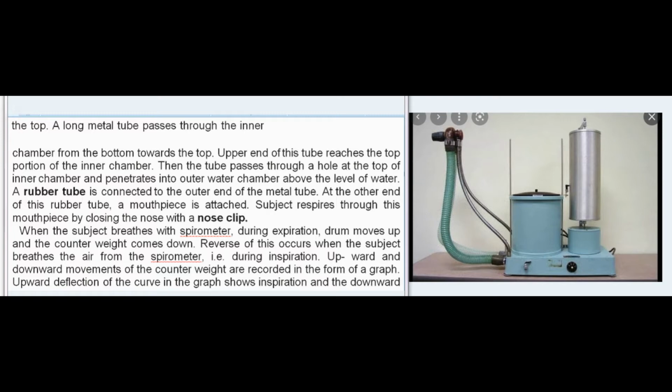When the subject breathes with spirometer, during expiration, drum moves up and the counterweight comes down. Reverse of this occurs when the subject breathes the air from the spirometer, i.e.